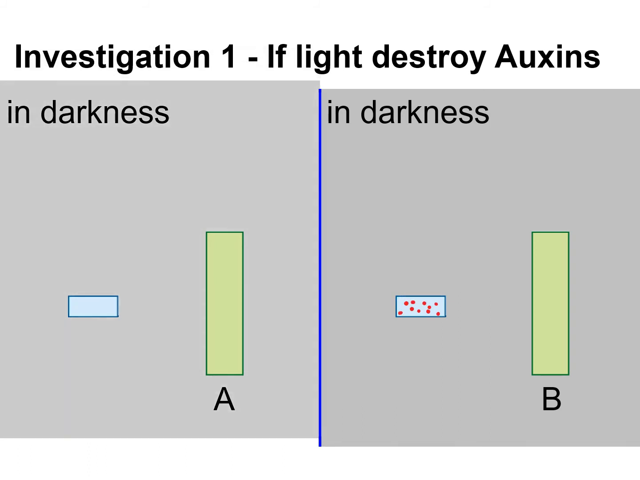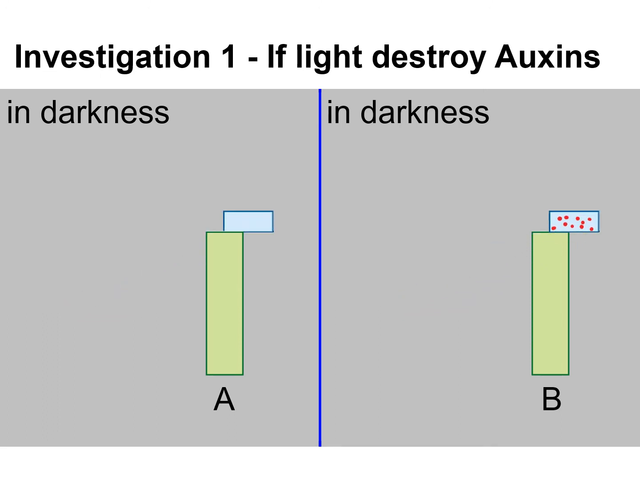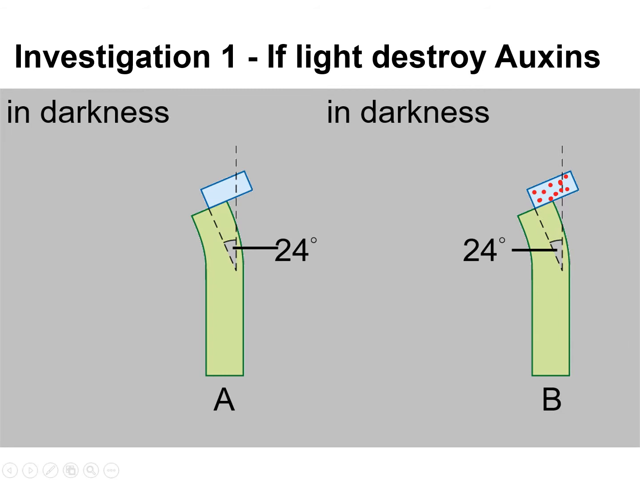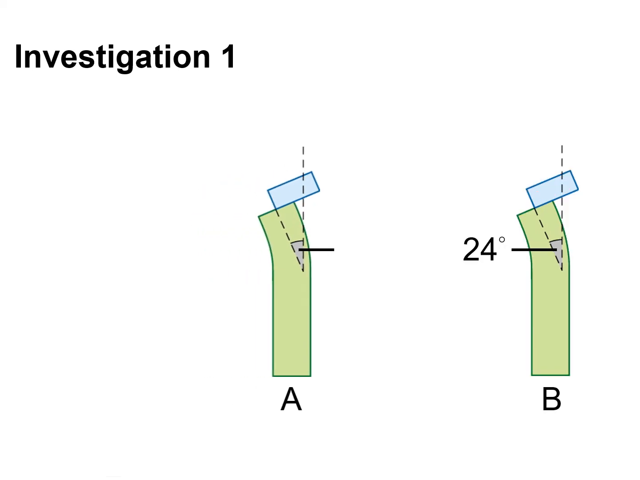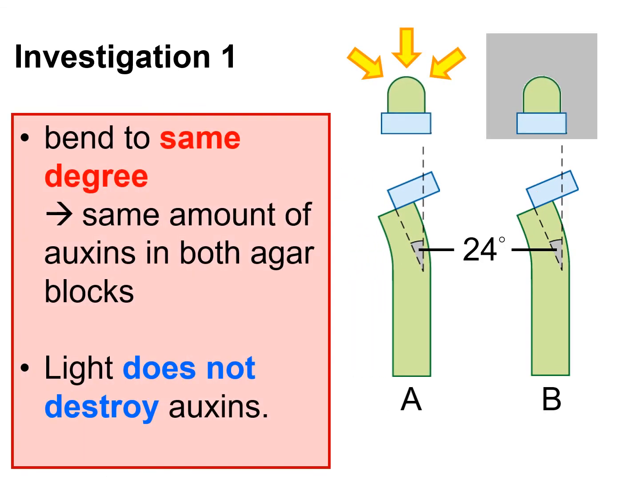Afterwards, the agar is put back onto the coleoptile, but only on the right-hand side. In both setup A and B, the coleoptile both bend for 24 degrees. By looking at the result, it seems that in both setup A and setup B, they bend for the same degree. That means the agar should contain the same amount of auxin. Therefore, light should not destroy auxin in this way. The first hypothesis is not correct. It's wrong. Light does not destroy auxin.